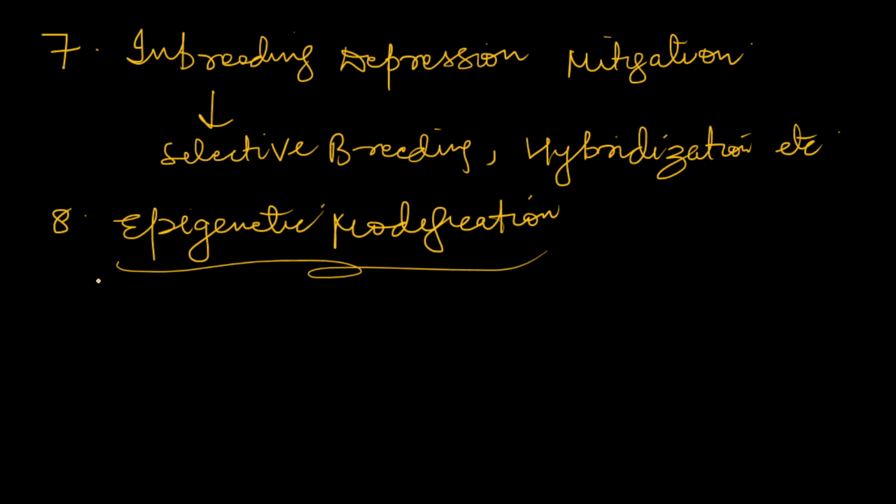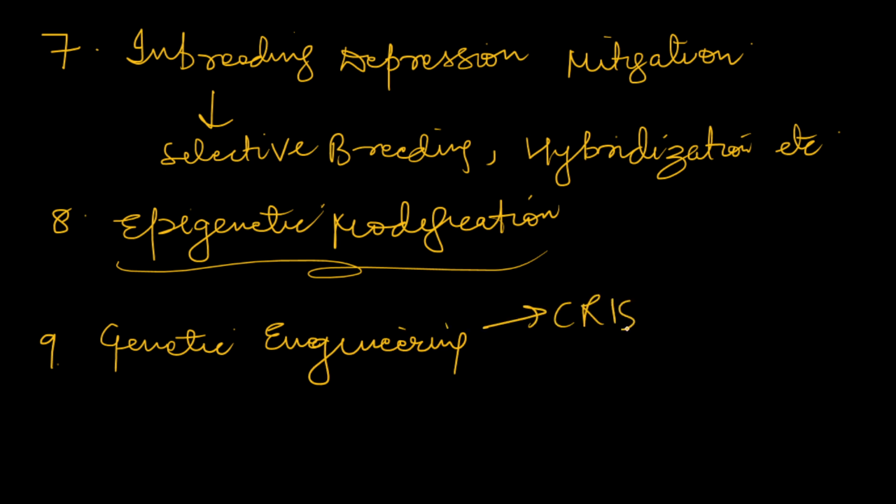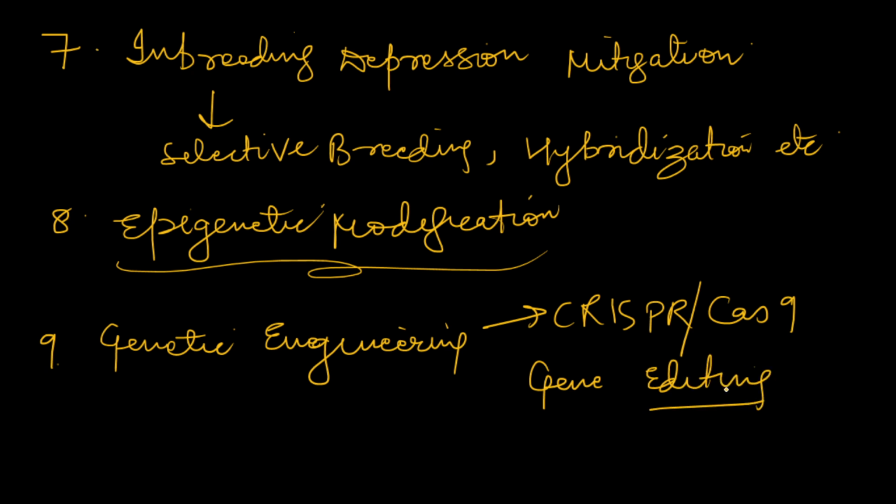For any character, we can do genetic engineering. Simply use CRISPR Cas9, or we can use gene editing. That is, editing the genes of inbreds for our advantage. So that can be done. We can insert some foreign DNA into inbreds so that we get the quality or advantage which we want.